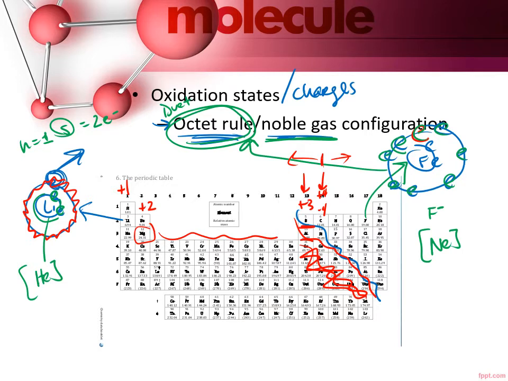Nitrogen is most likely to have a -3 charge, oxygen's a -2, fluoride and the halogens are -1. Then our noble gases, they want to stay right where they are. We're going to give them an oxidation state of 0. Get these guys memorized.